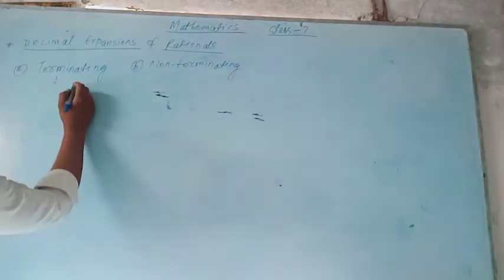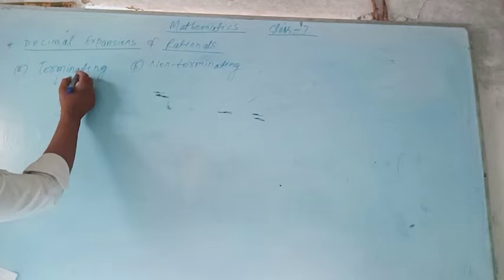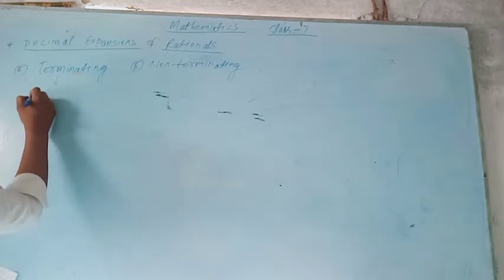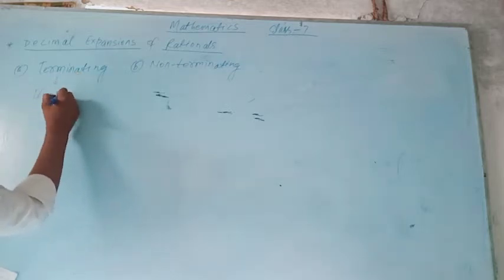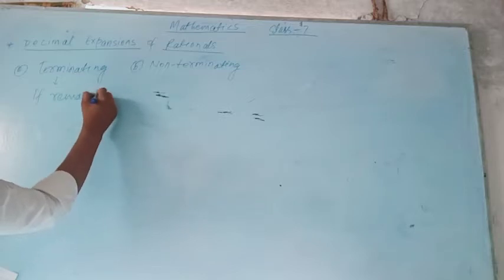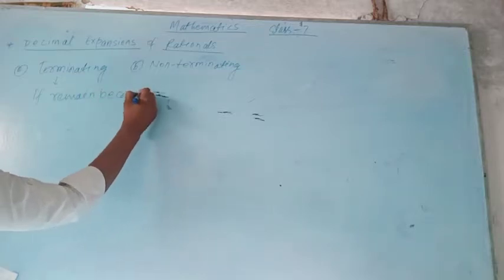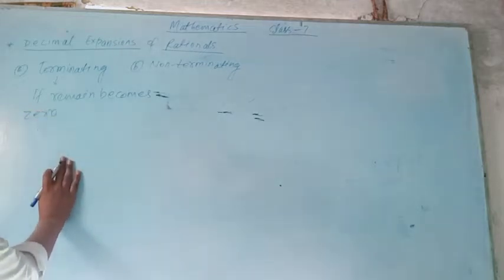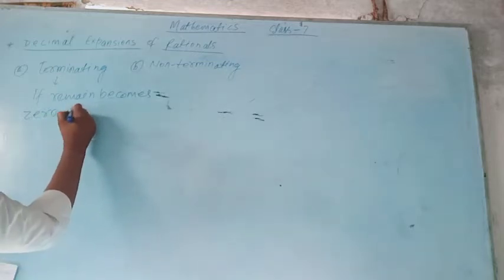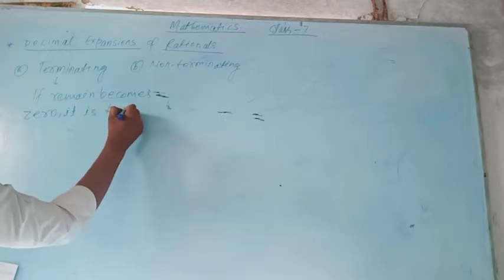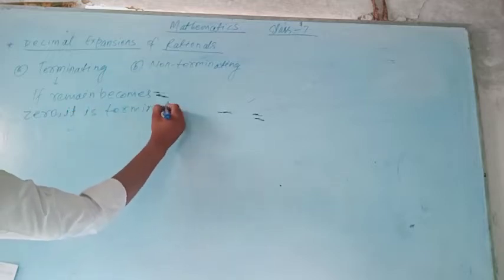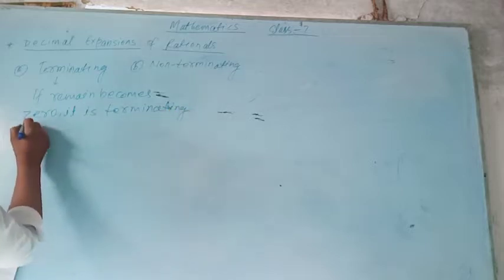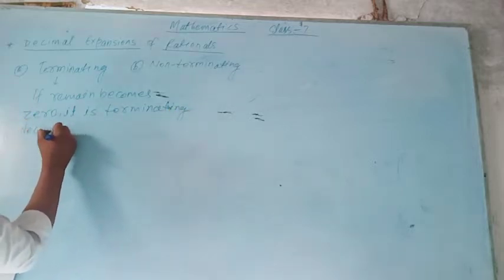Terminating decimal expansion: if the remainder becomes 0, it is called terminating decimal expansion.